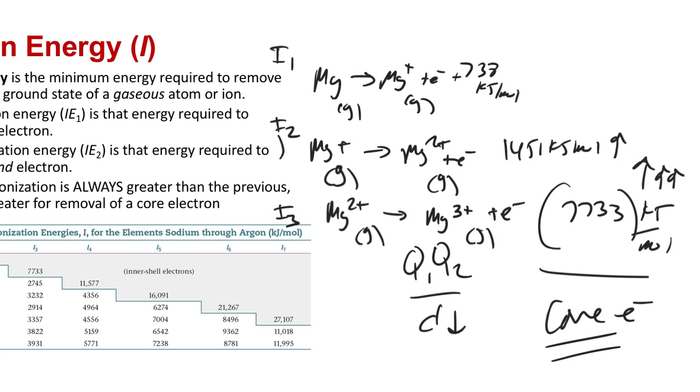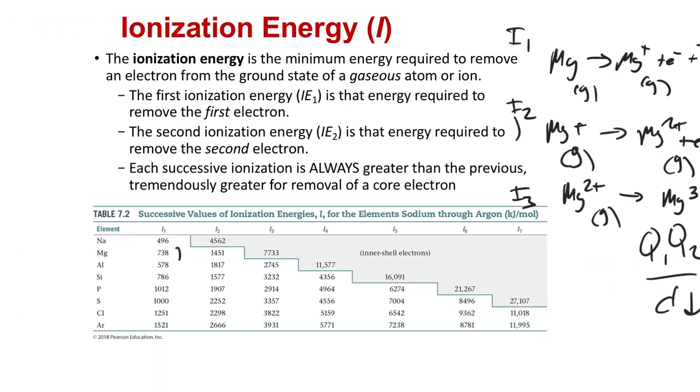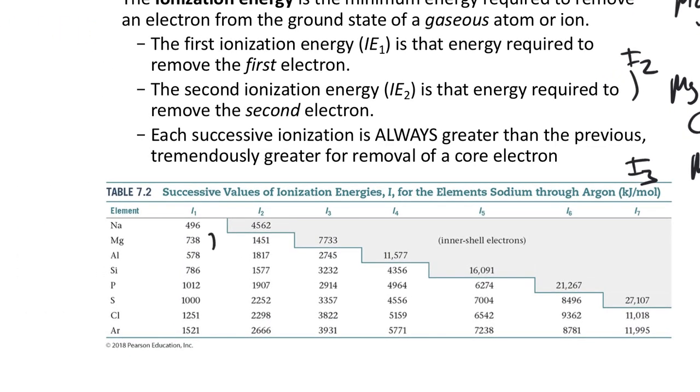So core electrons take a lot of energy to remove because they're a lot closer to the nucleus. And so if you take a look at our chart here, you can see that sodium has a relatively low I1, and then it has a really high I2 because the I2 corresponds to removing one of its core electrons. If you notice magnesium that we just went over, higher than sodium.